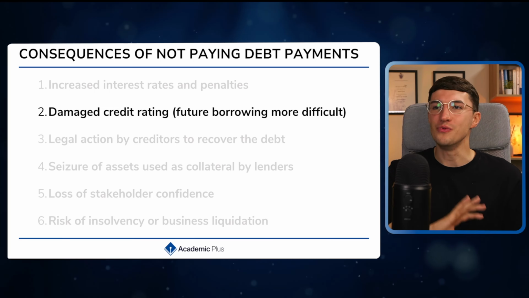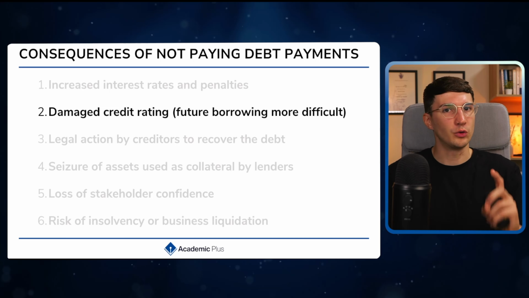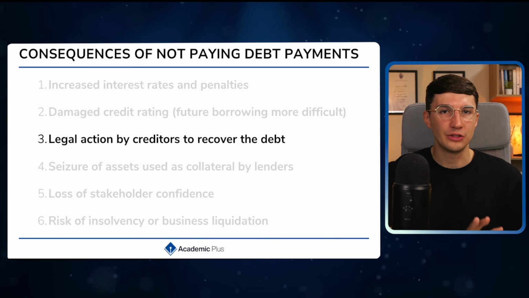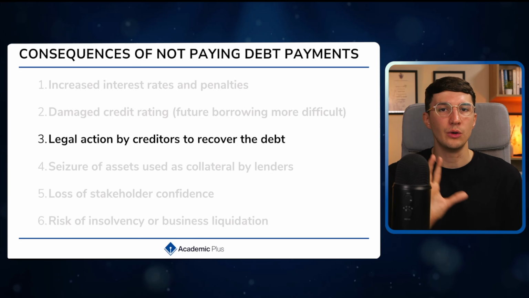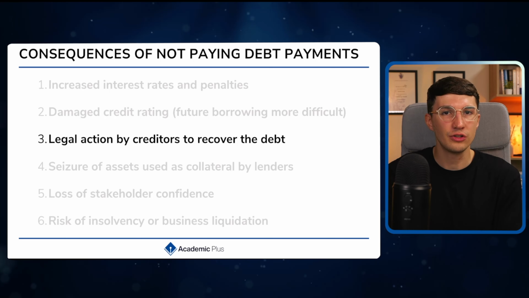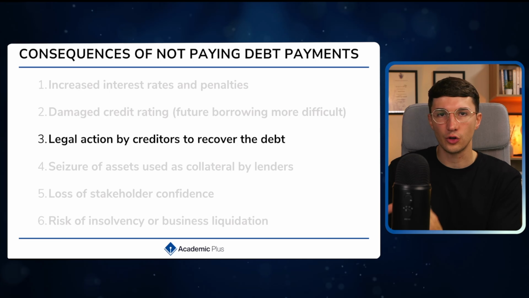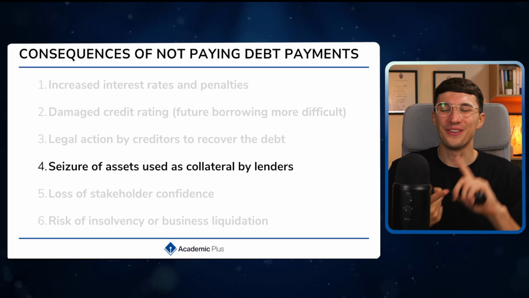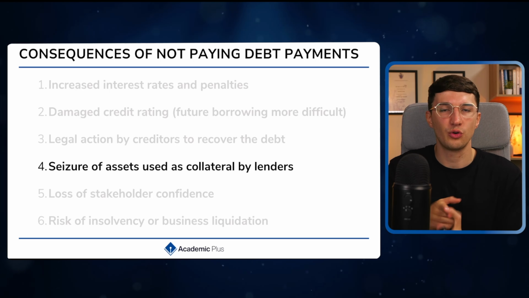So they might go, nope, we're not going to be lending you any money because we want to get paid on time. As well, legal action can be taken from these creditors, the people who you owe money to, in order to recover the debt. So potentially, they could seize some of your assets as a company, so you have to pay that off. Which obviously goes to our fourth point, the seizure of assets used as collateral by lenders.